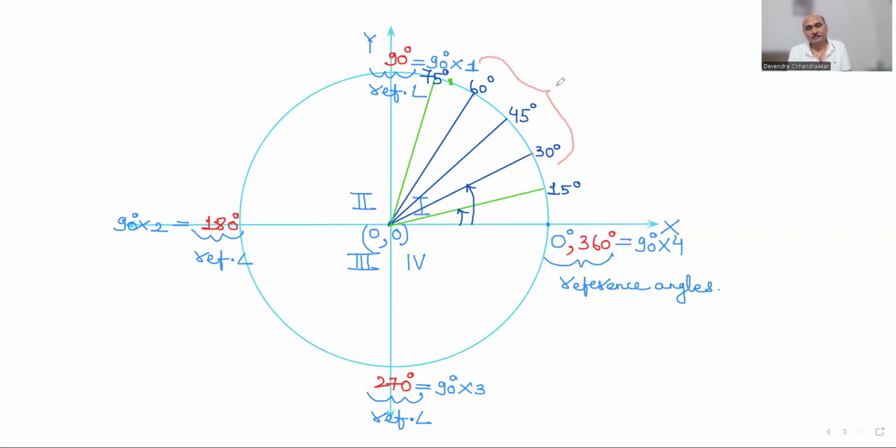So this is 30, 45, and 60 degrees. Now we are choosing only these three angles. We are not considering 15 and 75. We are taking 30, 45, and 60. These angles are called the standard angles of the first quadrant.